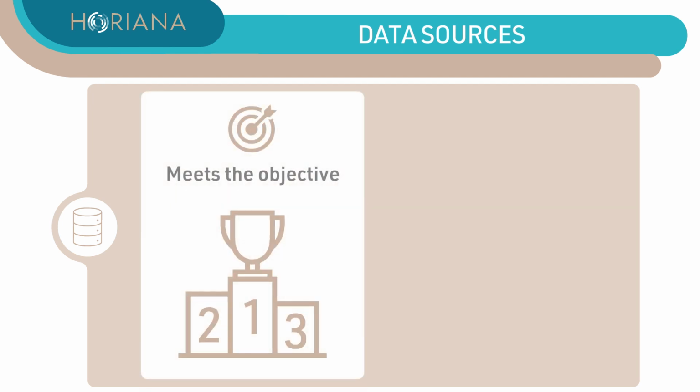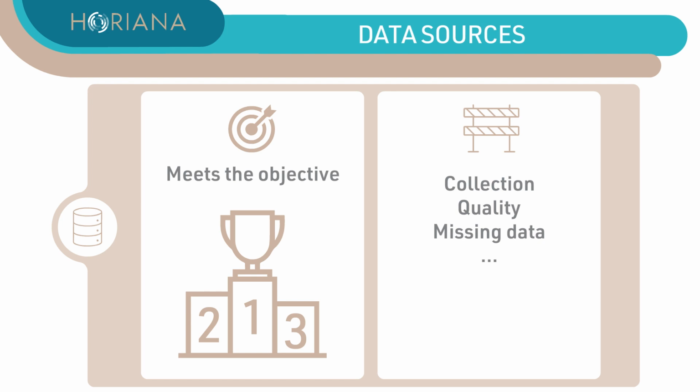The source of data must allow the main objective to be met. It has been identified from the set of possible sources or has been generated specifically to answer the question. The limitations of the data source are stated in the discussion part, for example. They may be related to the collection, to the quality of the data collected, or to missing data, for example. Moreover, missing data and patients lost to follow-up are mentioned in the study.